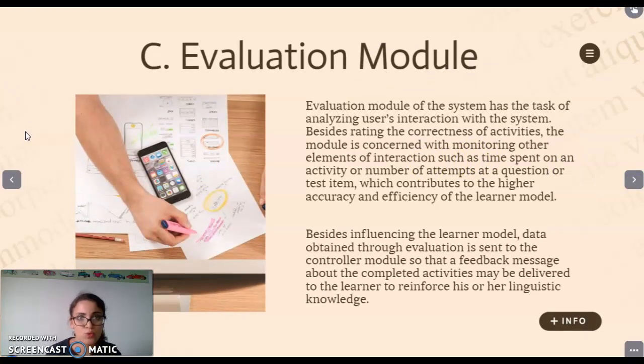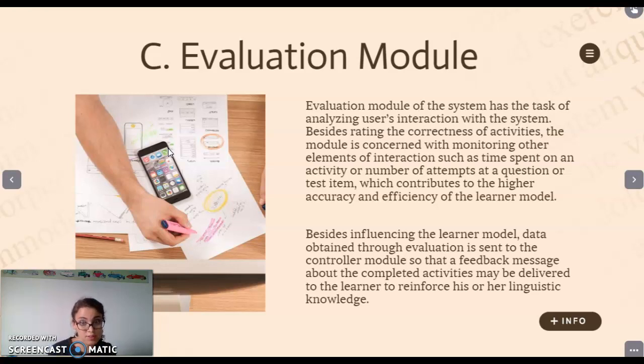And third, the evaluation model. This model of the system has the task of analyzing users' interaction with the system, how you interact with this platform, with e-learning. Besides rating the correctness of activities, the model is concerned with monitoring other elements of interaction, such as time spent on an activity or number of attempts at a question or test item, which contributes to the higher accuracy and efficiency of the learner model.